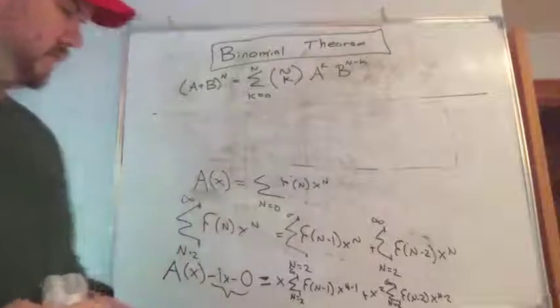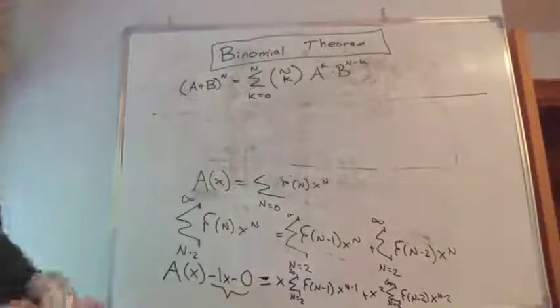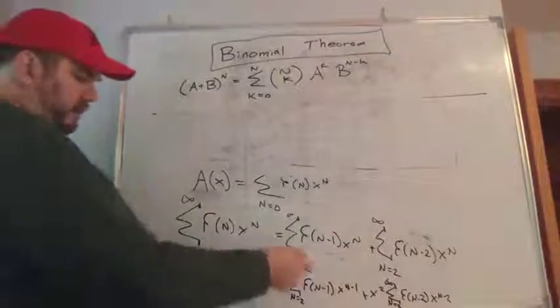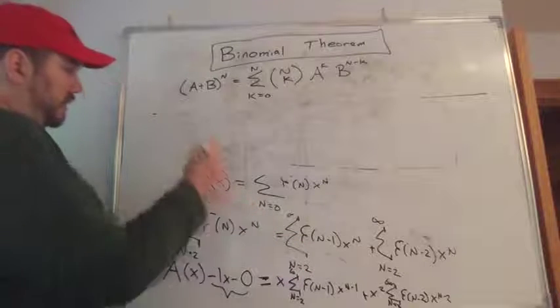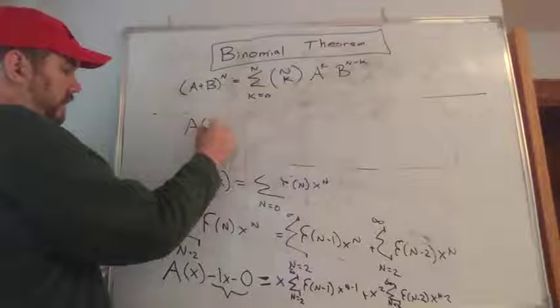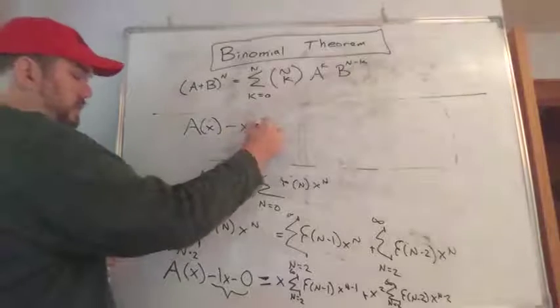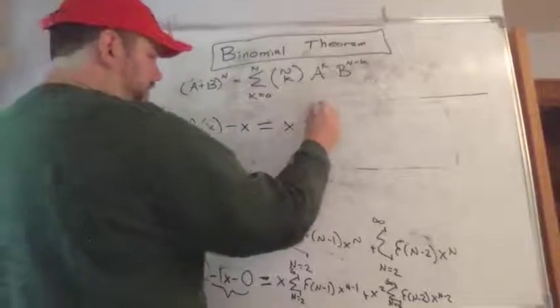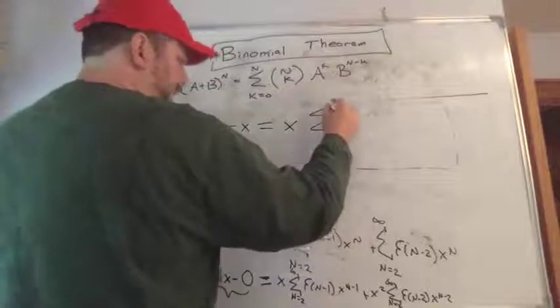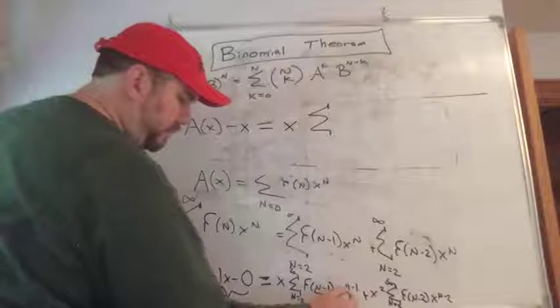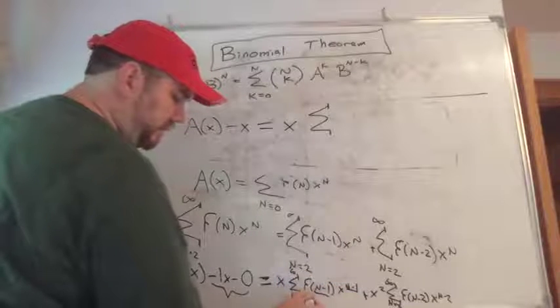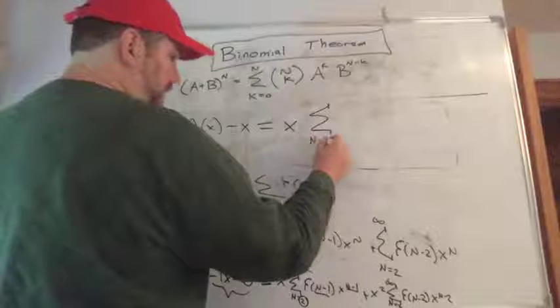So y'all try to solve this recurrence. I'm going to write it one more time. Or try to solve this for A of x. So what we have right now is A of x minus x is equal to x times the sum. And I can do this trick we did before where I shift this down. So this is n equals 1 to infinity.